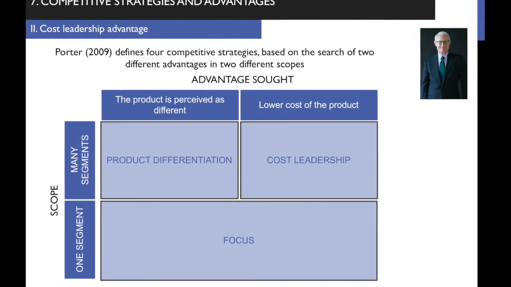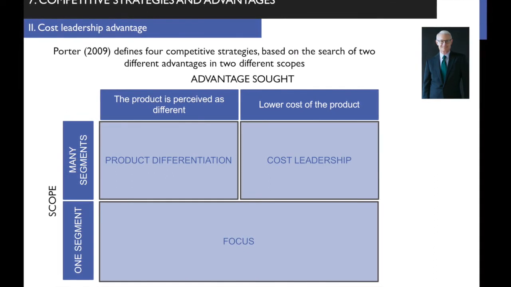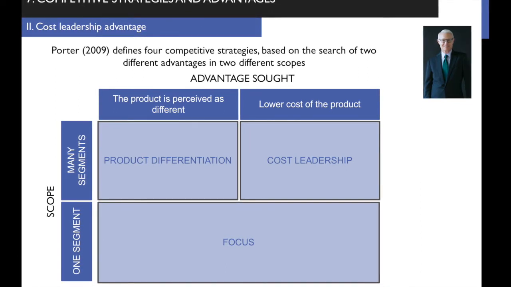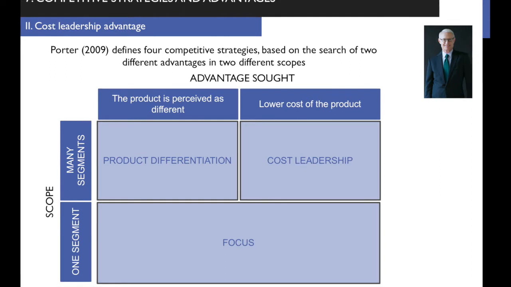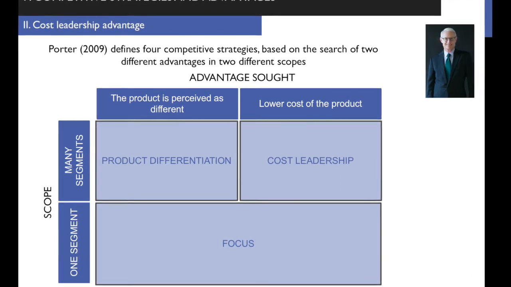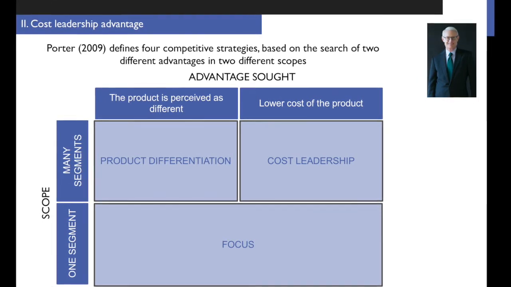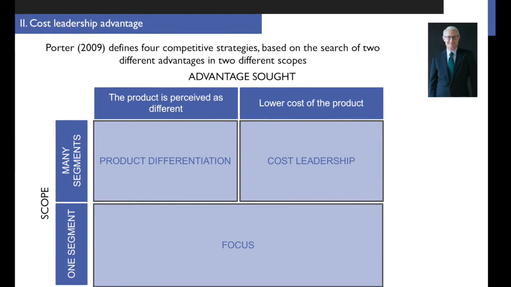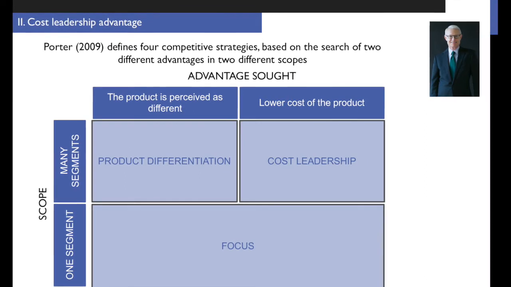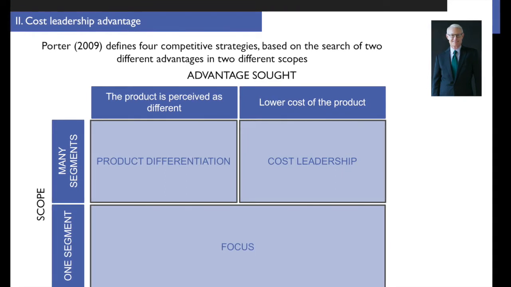So if we use product differentiation or cost leadership in just one segment, we will call it a focus strategy. So product differentiation strategy means we try our product to be different in many segments. Cost leadership strategy, we try our product to have a lower cost than our competitors in many segments. Or focus strategy, which means either product differentiation or cost leadership, but used in just one segment.